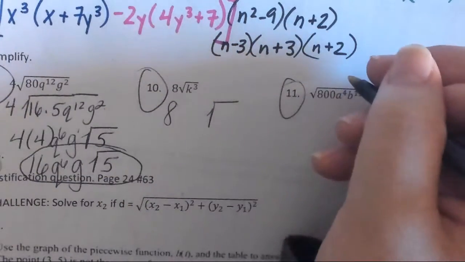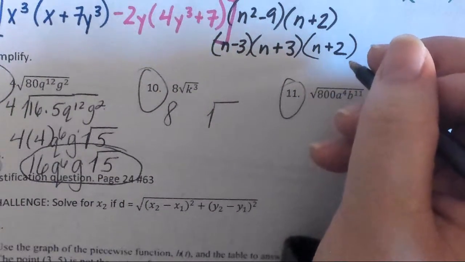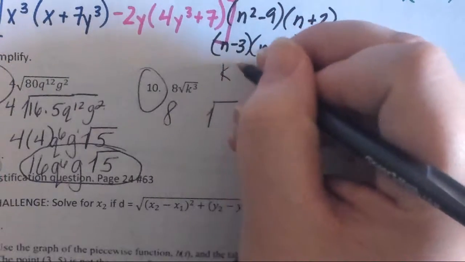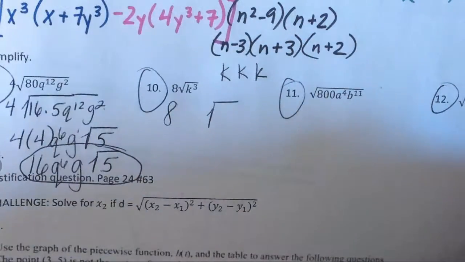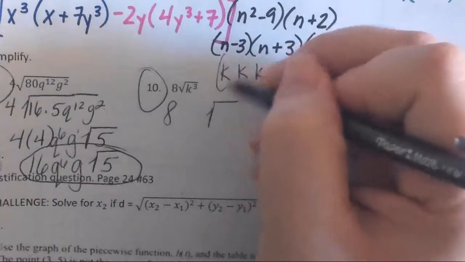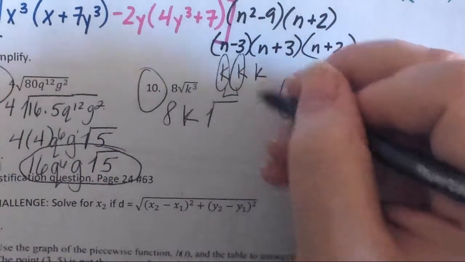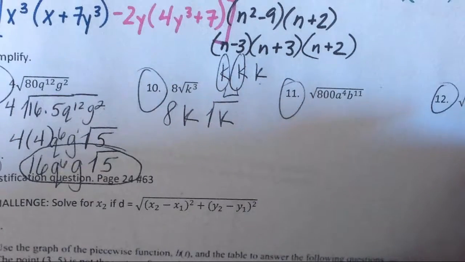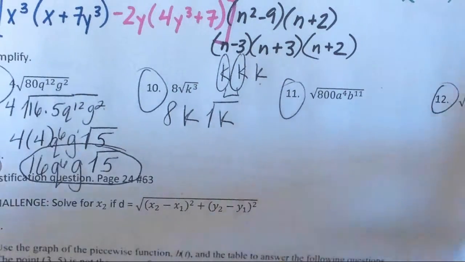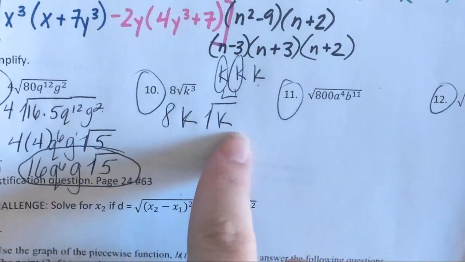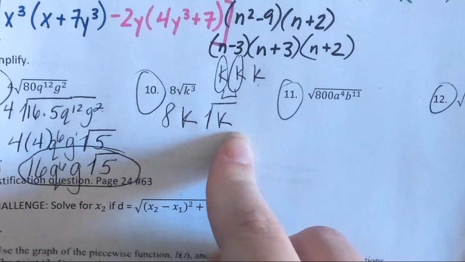So if worst comes to worst, what can I do? I write them all out, K, K, K, and now what do I do? Pairs. So one pair comes out, so a K comes out. That guy doesn't have a pair, so he stays in. Are we supposed to have to do that? No. Are we supposed to be smart enough to realize 3 ends up being K squared, so we bring out 1 K, and then we have the K left over? Yeah.